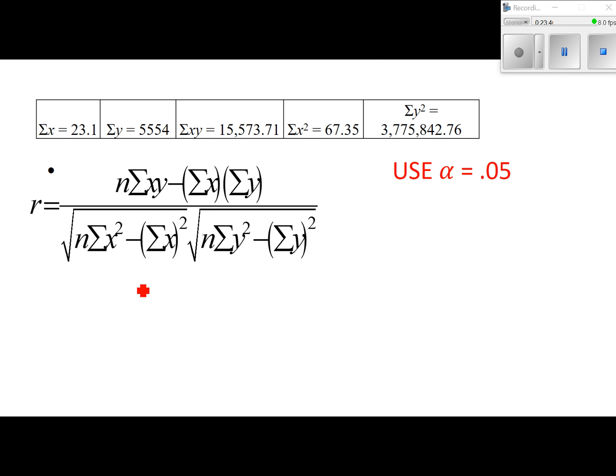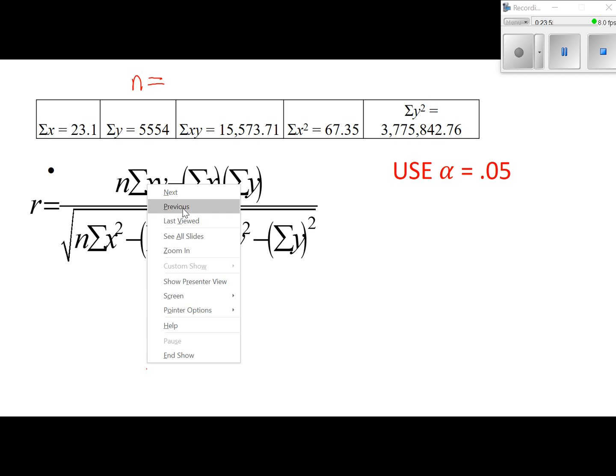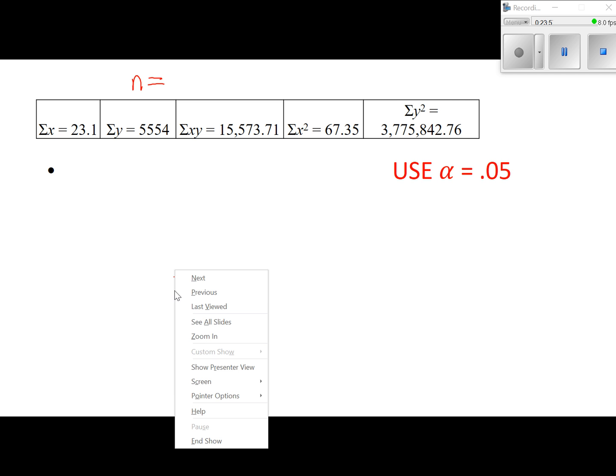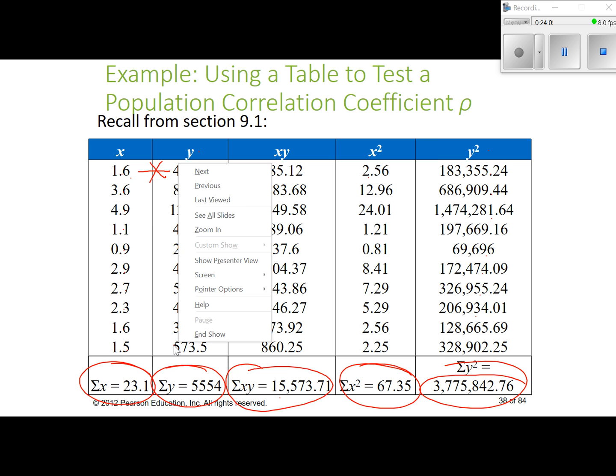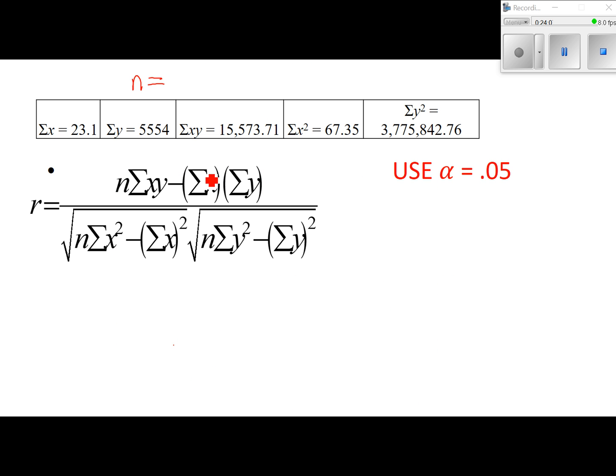This is the formula for R, and I just copied all these down so I could have it here. And N, I have to remember what N was. I believe it was 10. Let's go back and just make sure. 1, 2, 3, 4, 5, 6, 7, 8, 9, 10. Yep, so there were 10 pieces of data. The number in the sample was 10. So I'm going to write 10 up there so I don't forget it.